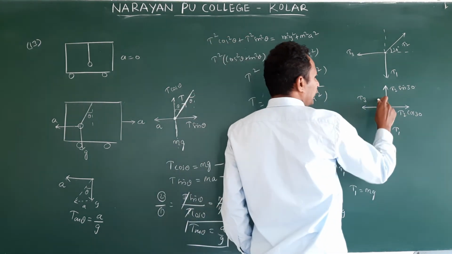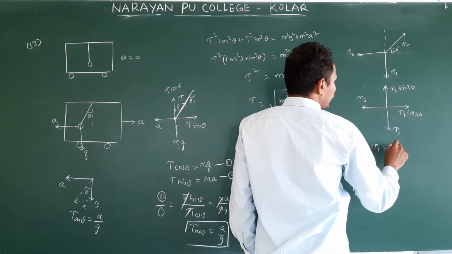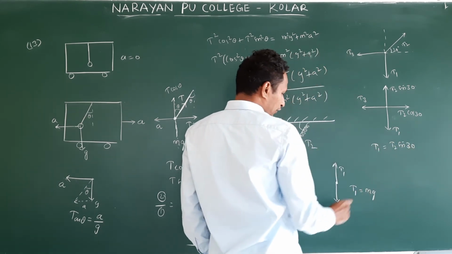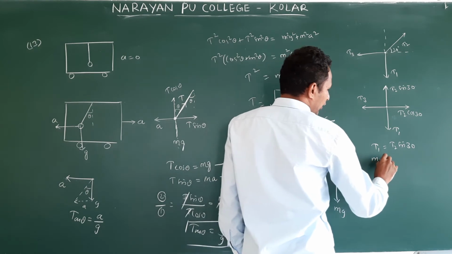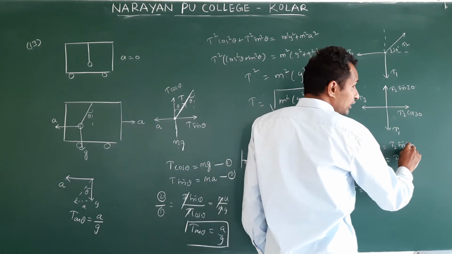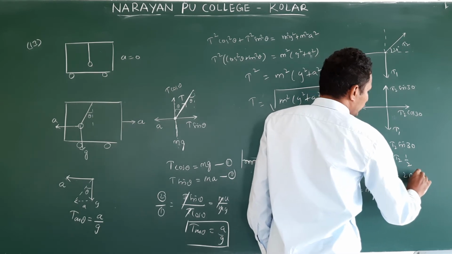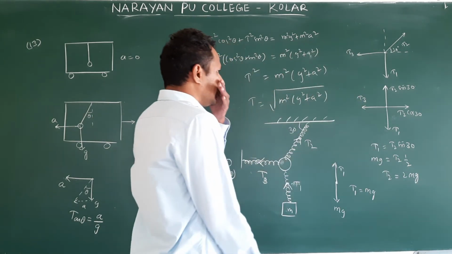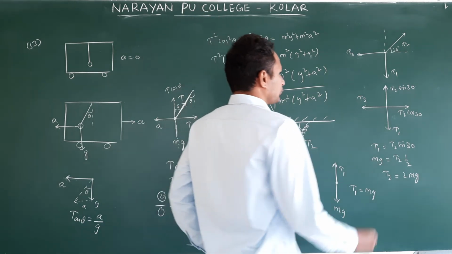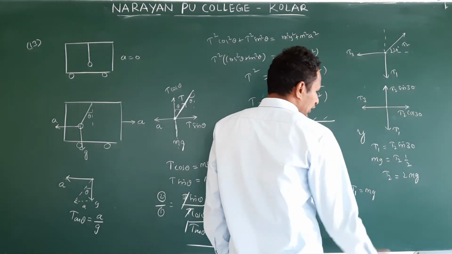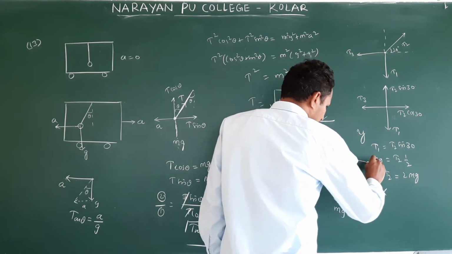Along the y direction, T1 is equal to what? T2 sin 30. Already we calculated T1 as mg, so mg is equal to T2 sin 30. Sin 30 is 1 by 2, so T2 is equal to 2 mg. Next, we got T2 along the y direction. This we have taken in the y direction. Now along the x direction.